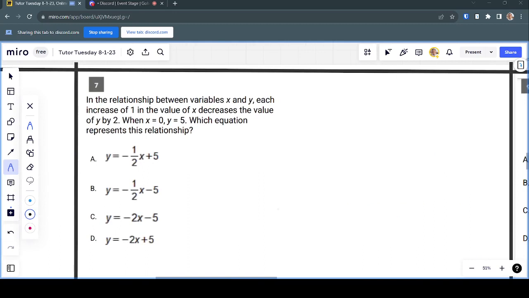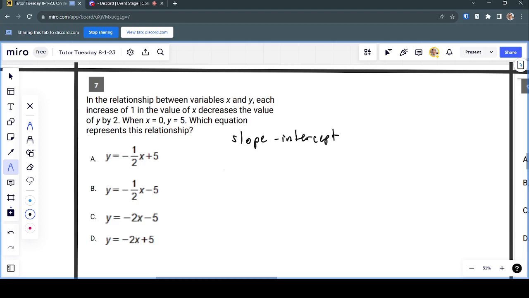I'm going to paste in the next warm-up problem. This one is saying, in the relationship between x and y, each increase of 1 in the value of x decreases the value of y by 2. When x equals 0, y equals 5. Which equation represents this relationship? So they're all in slope-intercept form.